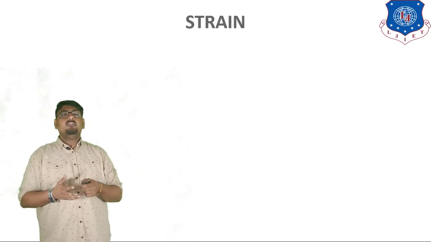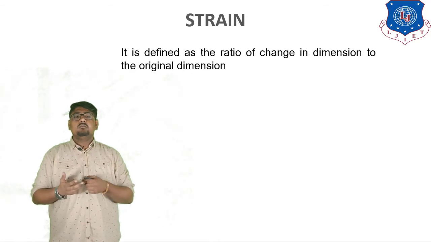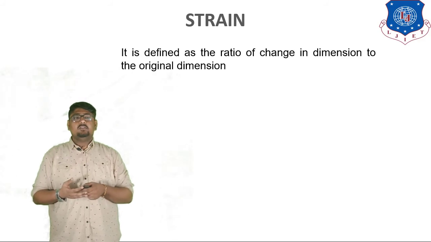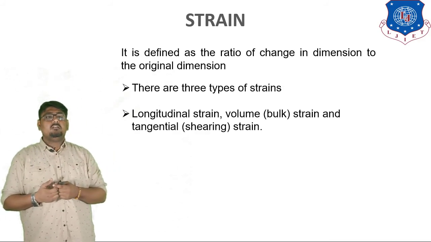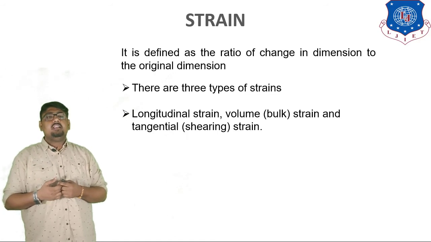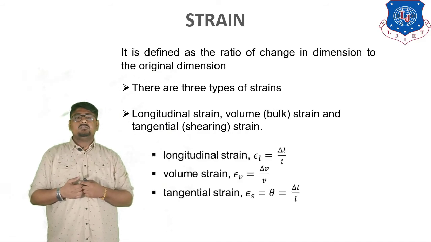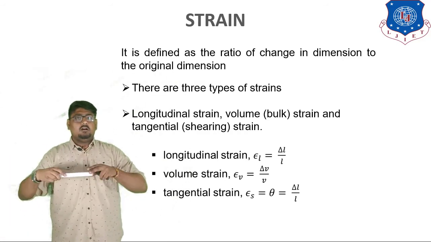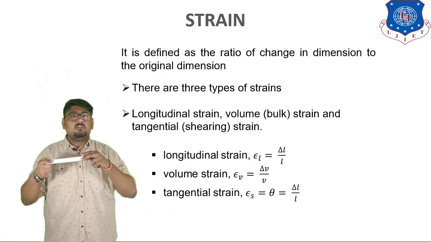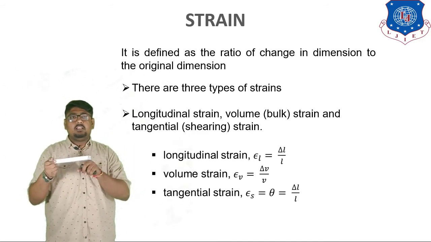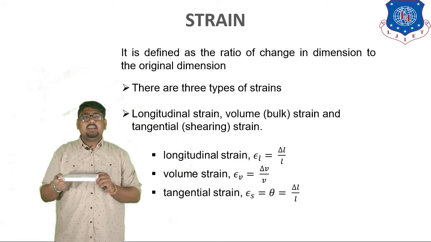Now let us discuss strain. What is strain? It is defined as the ratio of change in dimension to the original dimension. Strains are of three types: longitudinal strain, volumetric strain, also known as bulk strain, and the third one is tangential or shearing strain. First, for longitudinal strain, epsilon L, that is nothing but delta L by L. If you take a body and stretch it, because of the application of force, the length is increased. The change in length is delta L divided by the total original length of the object. So that is delta L by L.